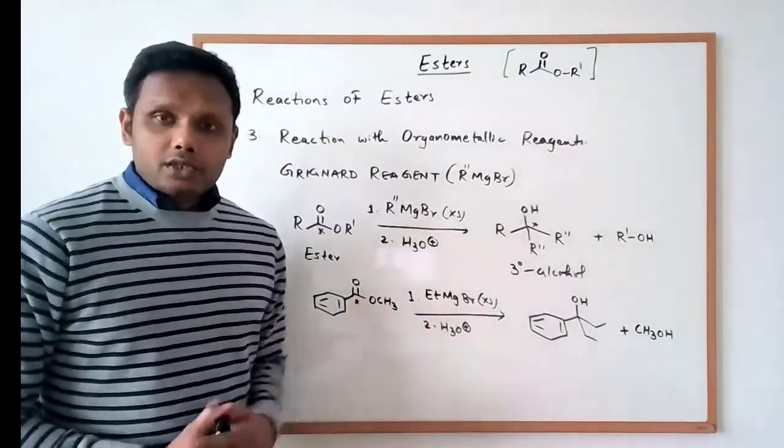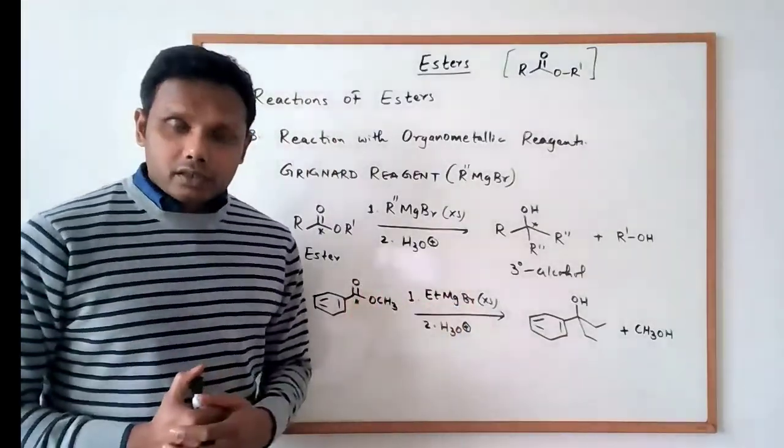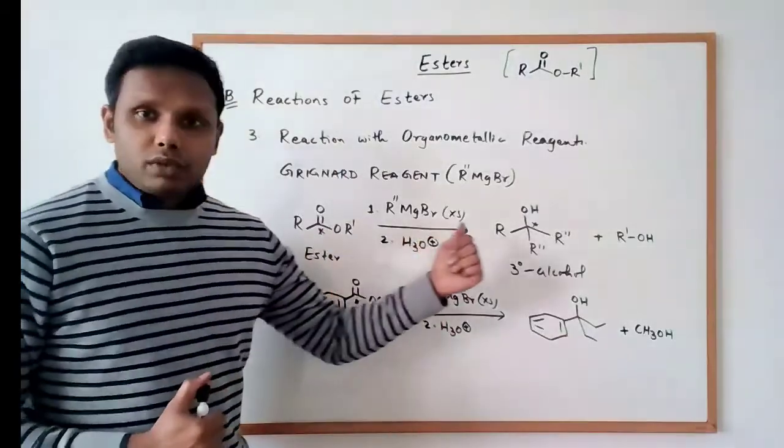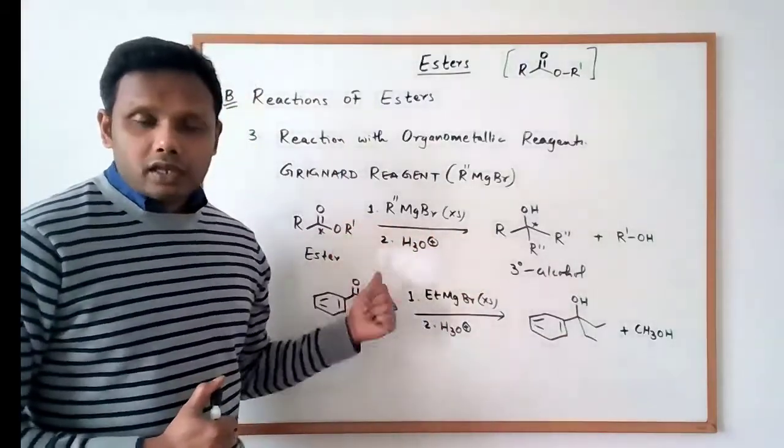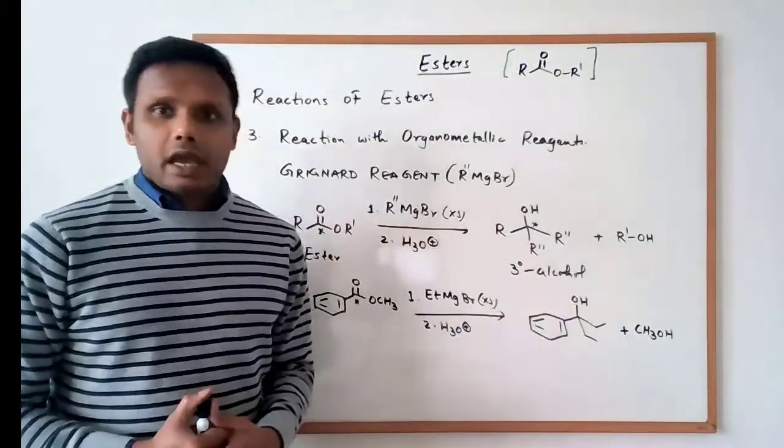So that's the reaction of esters with Grignard reagents, which helps us convert an ester into a tertiary alcohol.